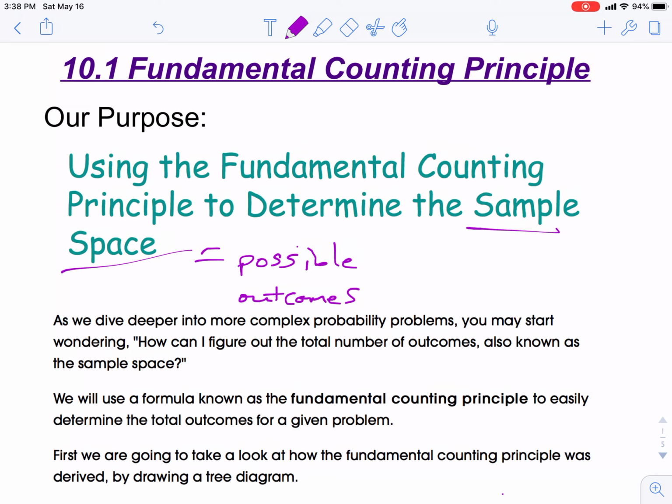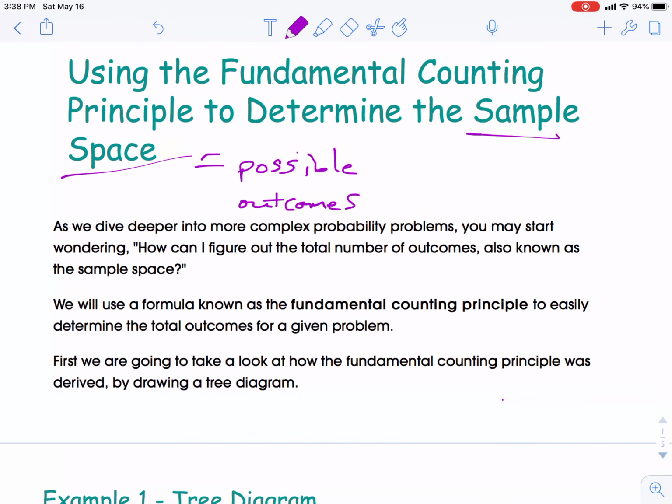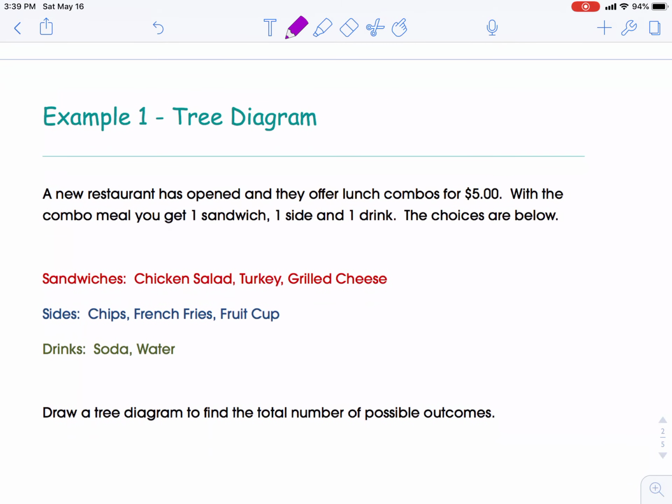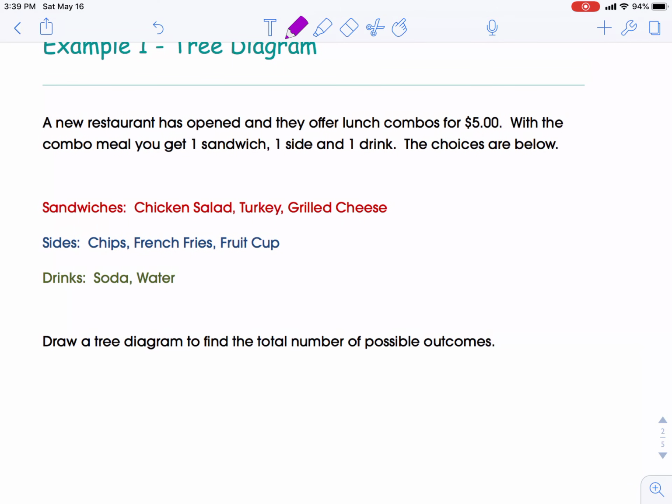Okay? So we're trying to find out the total possible outcomes today, finding out our sample space. So things that we're going to be looking at. One, drawing a tree diagram. So there's a new restaurant. It's opened, and they offer lunch combos for $5. With the combo meal, you get one sandwich, a side, and a drink. So the choices for sandwiches are chicken salad, turkey, or grilled cheese. We have sides. We have chips, french fries, and a fruit cup. In drinks, we have soda or water.